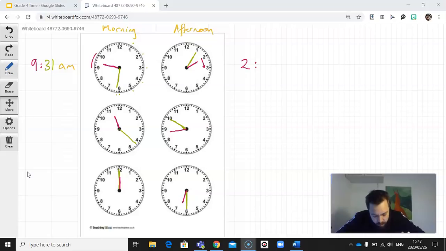My minutes is pointing at the 5, so it's 05 because that's the units for the minute. And we said it was the afternoon, so that makes it PM. So it's 2:05 PM.